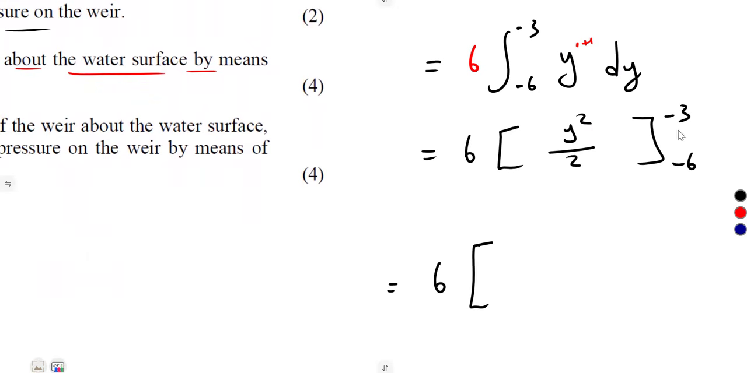So upper limit, negative 3, you substitute there. It was going to give you 9 over 2, minus the lower limit, you substitute there, it was going to give us 18, just positive 18. So this is what you're going to have. Then multiplying 6 into the bracket, this is going to give us negative 81 cubic meters, first area moment. You're done.